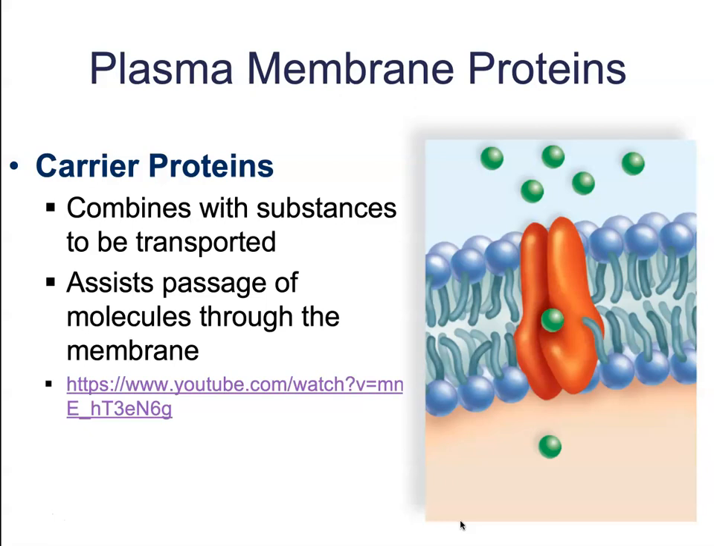It's kind of like, I don't know, when you enter a double set of doors. You walk in through the first set of doors, those close behind you, and then you go in through the second set of doors. That's what's going to happen with these carrier proteins. They're going to open up on one side of the plasma membrane, bind to the molecule they're transporting, and then open up on the other side of the plasma membrane in order to pass it along.